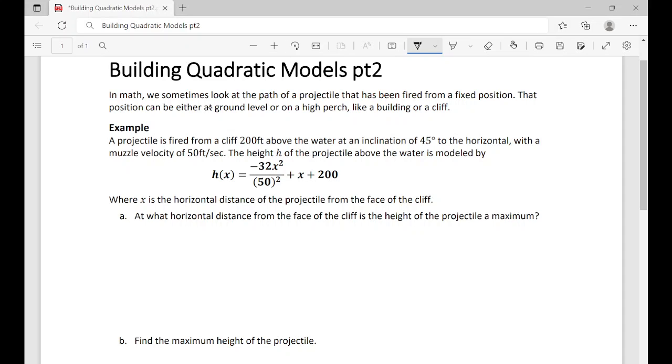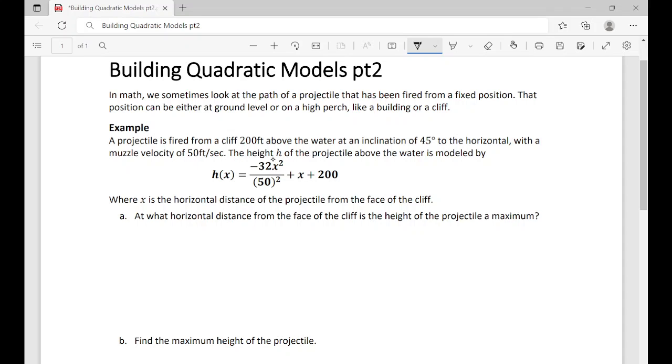In math, sometimes we look at the path of a projectile that has been fired from a fixed position. That position can be either at ground level or on a high perch, kind of like a building or a cliff. In our example, a projectile is fired from a cliff that's 200 feet above the water at an inclination of 45 degrees to the horizontal with a muzzle velocity of 50 feet per second.